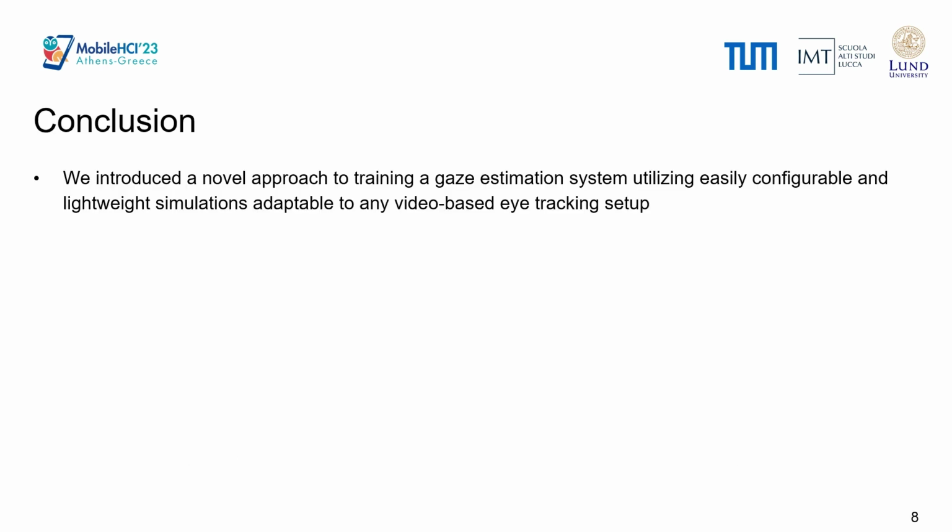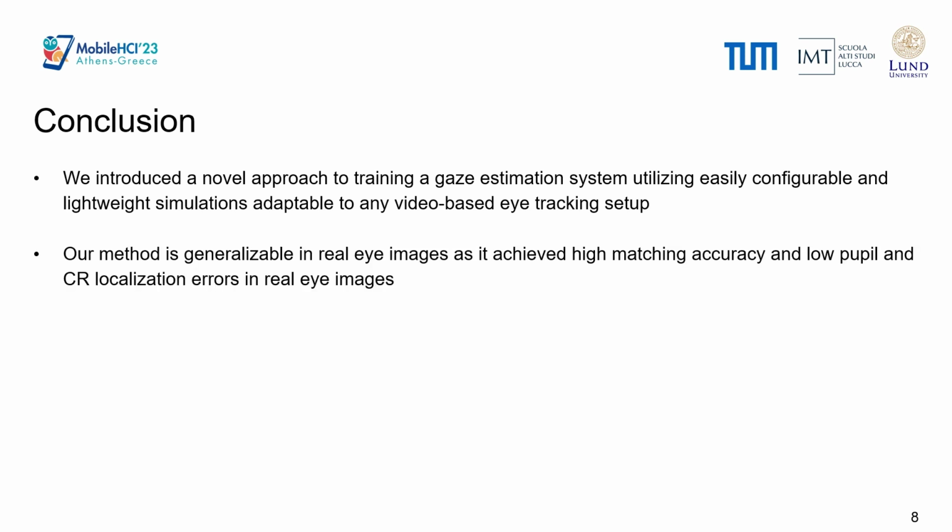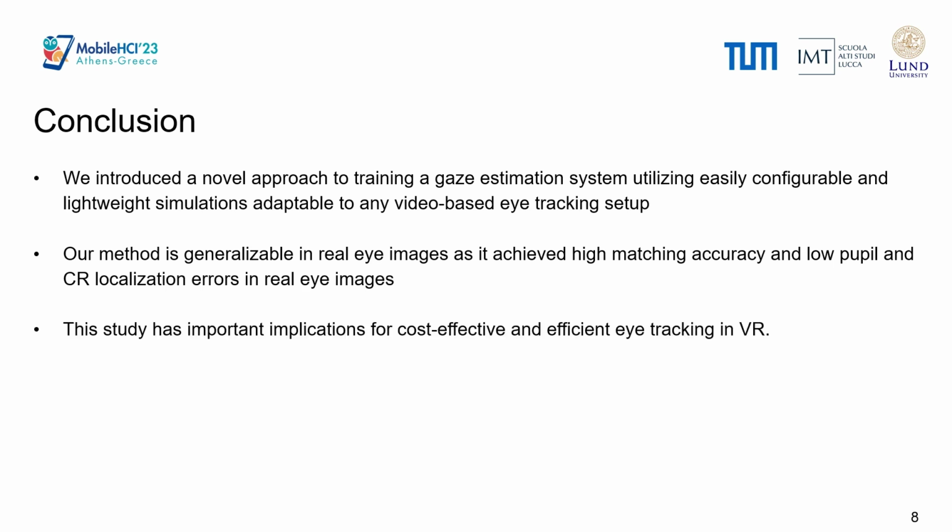To conclude this video, we introduced a novel approach to training a gaze estimation system for VR and other head-mounted applications without relying on large hand-labeled datasets. Instead, utilizing easily configurable and lightweight simulations adaptable to any video-based eye tracking setup. Our method proved to be generalizable as it achieved high matching accuracy and low pupil and CR localization errors in real eye images. This study has important implications for cost-effective and efficient eye tracking in VR.